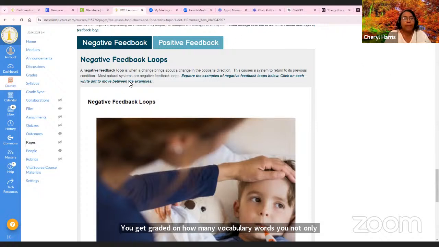Okay. All right. So when a change is brought about by an opposite direction, this causes the system to return to a previous condition. Most natural systems in the feedback systems are negative.